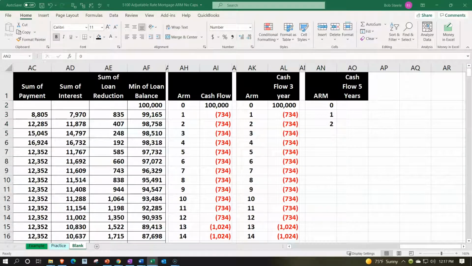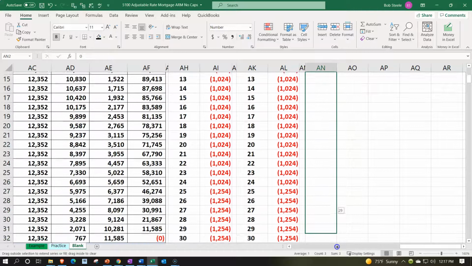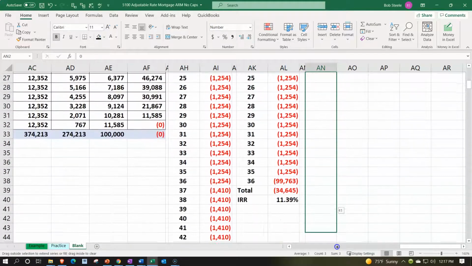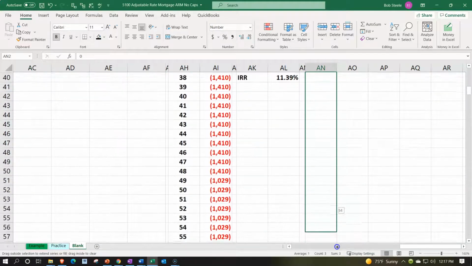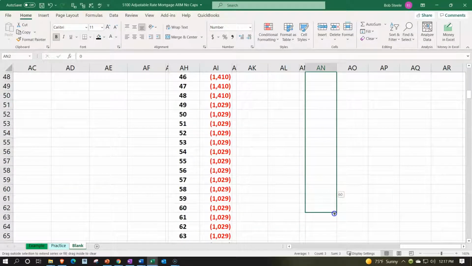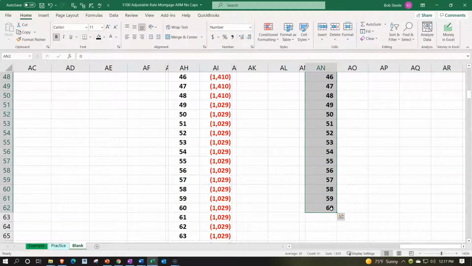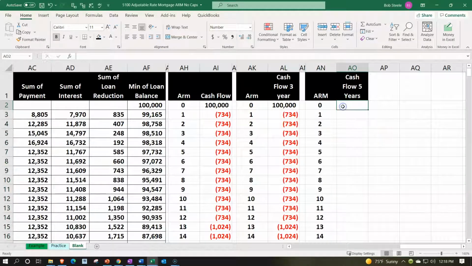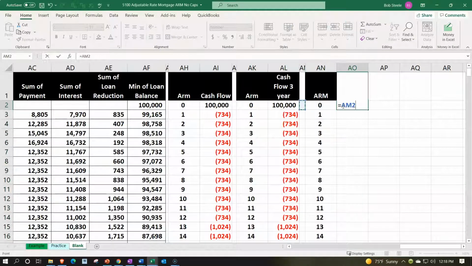How many? 5 times 12 is 60. So we're going down 60 months, 5 years, right there. There it is. That's where we want to be. Alignment and center.